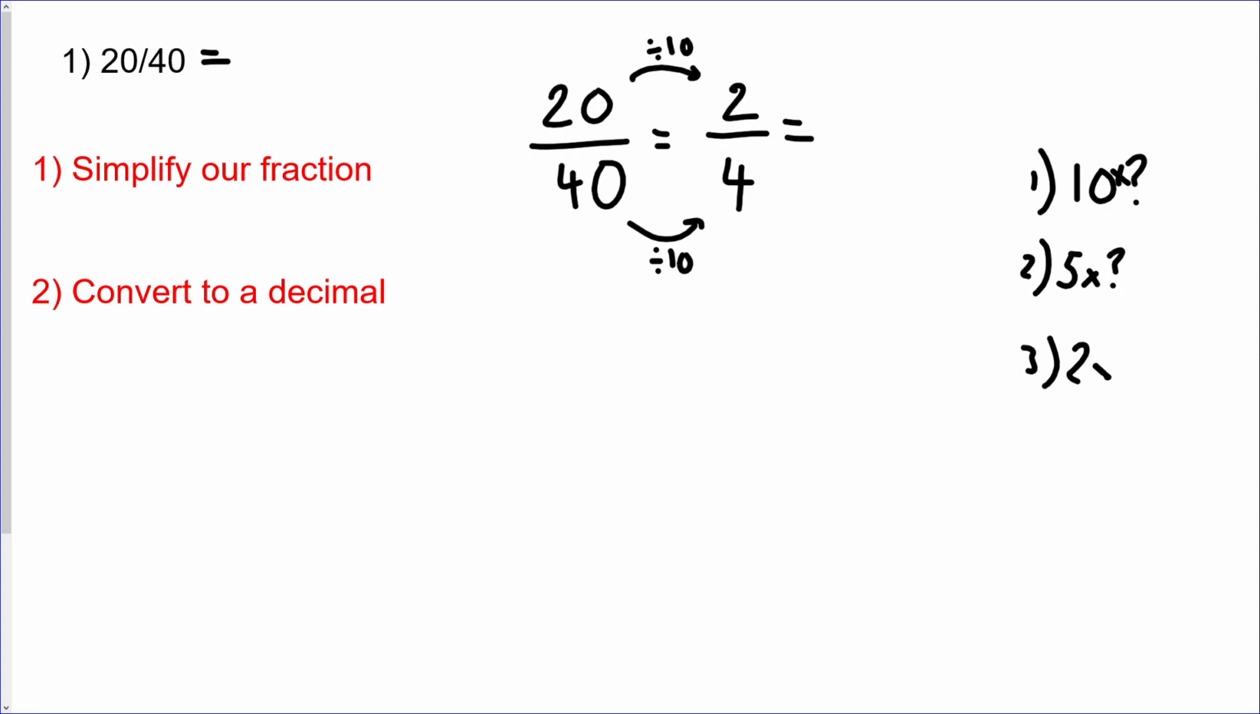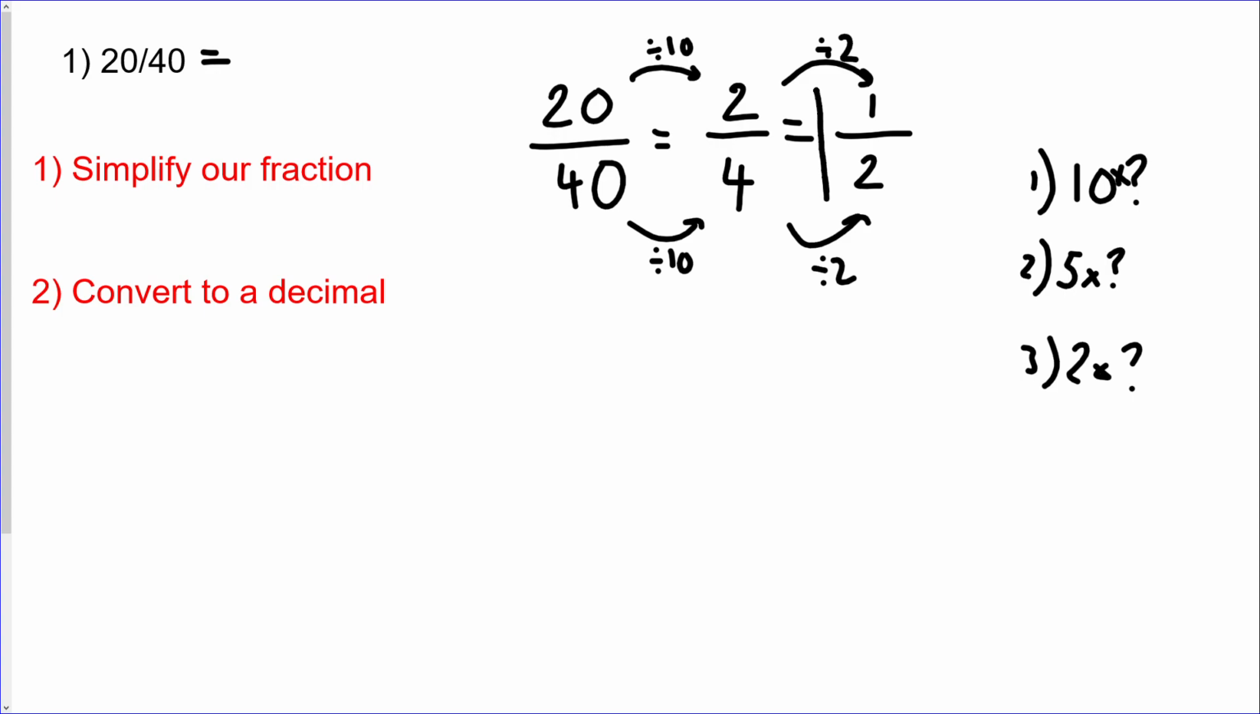Number 3, I ask, can they go into the 2 times table? And I know straight away here that they do both go into the 2 times table because they are both even numbers. Whatever I do to the bottom, I do to the top. So 2 divided by 2 is 1, and 4 divided by 2 is 2.